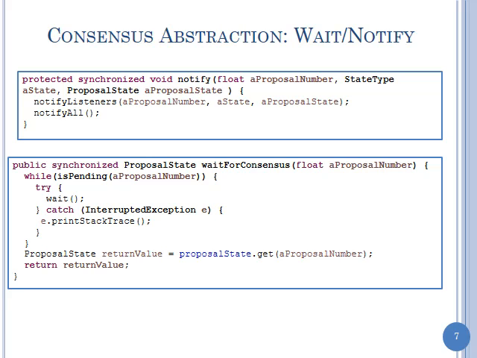Okay, so let's be more flexible. You might want to poll, you might want to get a notification, or you might want to wait. So this is a flexible abstraction. Okay. So this is making things real.